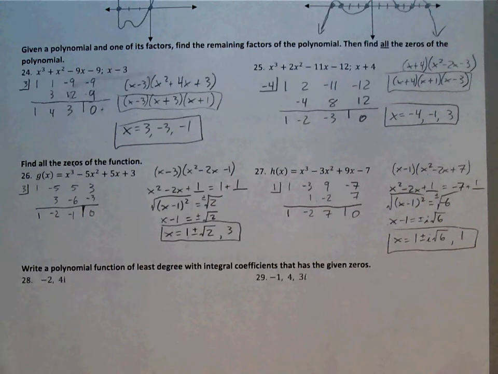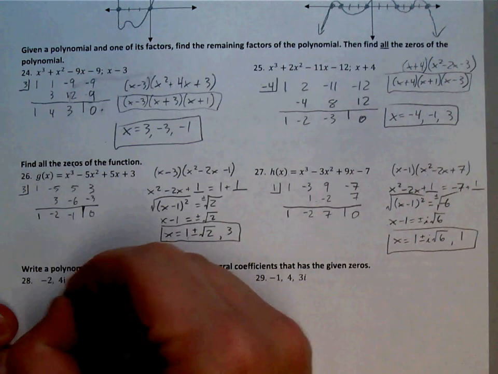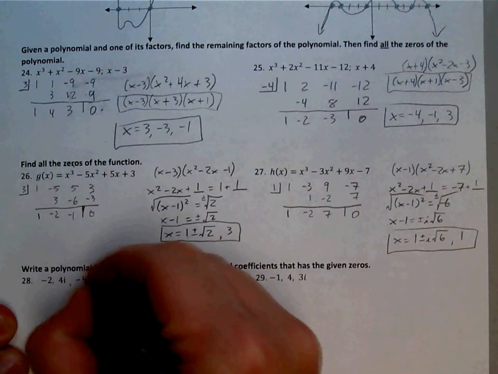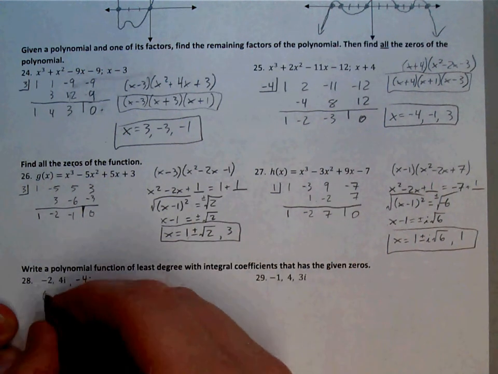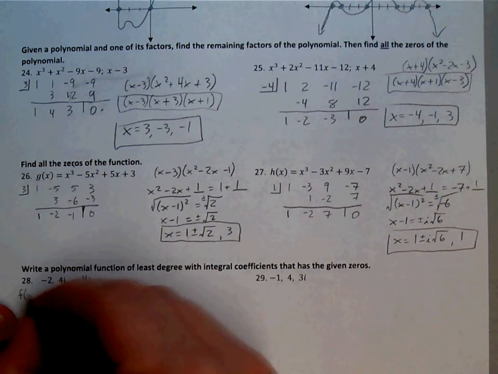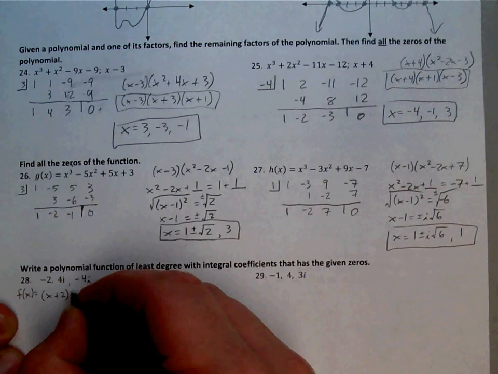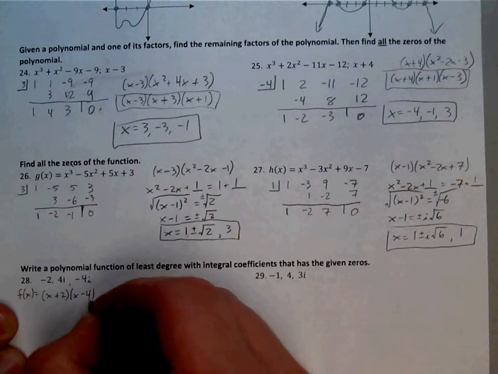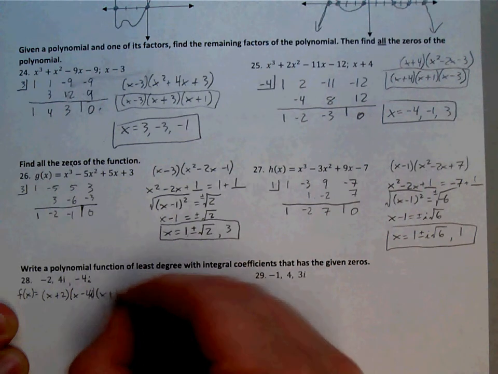We got them. Now the last 2 problems, take the zeros, turn it into a function. I do notice there's an imaginary one, so I know that negative 4i, its conjugate, will also be a root. So turn these into factors. This will be like f of x equals. So negative 2, we're going to have an x plus 2. For the 4i, we're going to have x minus 4i. It's supposed to be an i there. And then an x plus 4i.